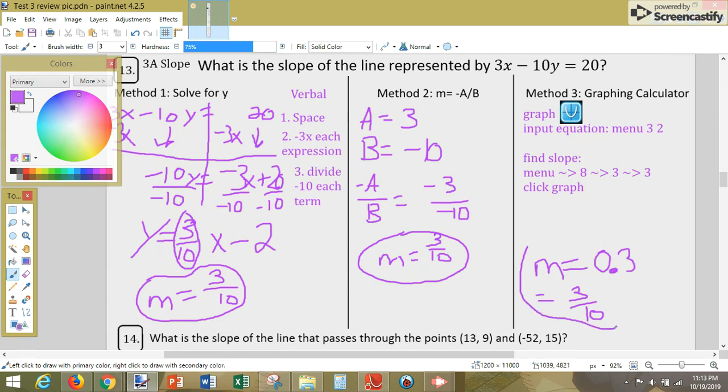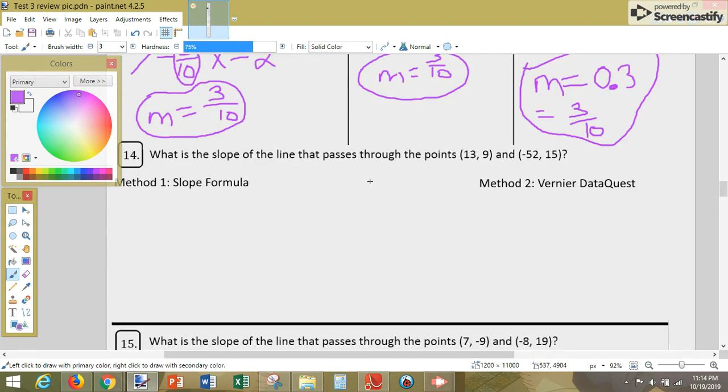And so that's your answer. Number 14. What is the slope of the line that passes through the points (13, 9) and (-52, 15)? Let's label these points x1, y1, x2, y2. I'm going to show you 2 methods.